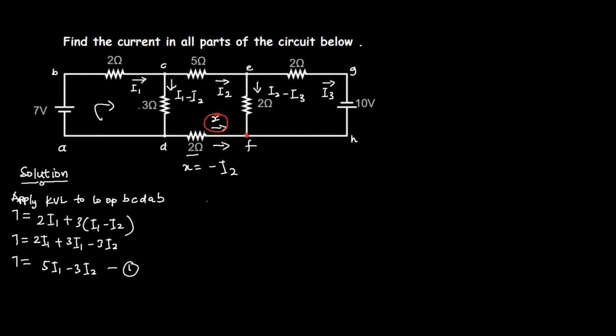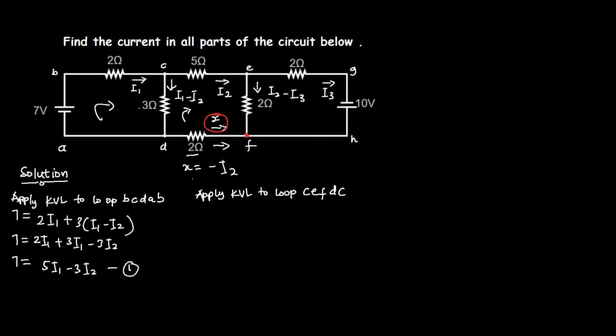Now we are going to apply KVL to loop CEFDC. I'll consider the direction of the current in this loop to be in the clockwise direction, which means any current that will move against this direction will be a negative current.